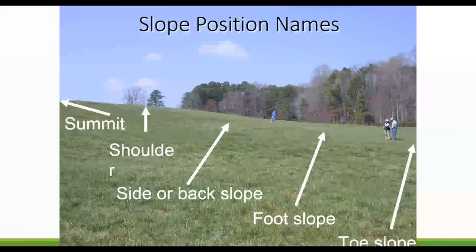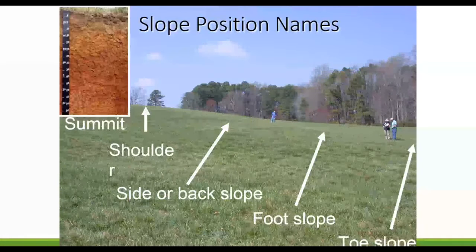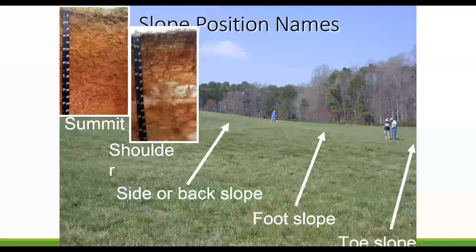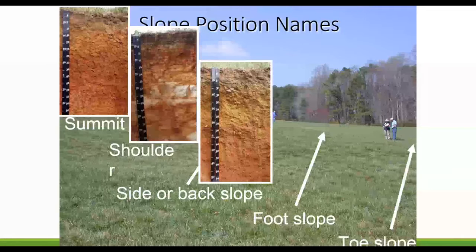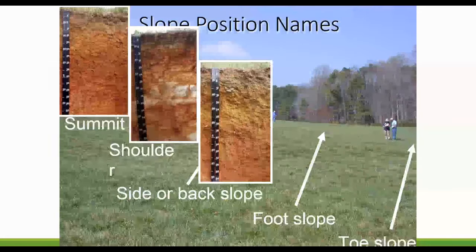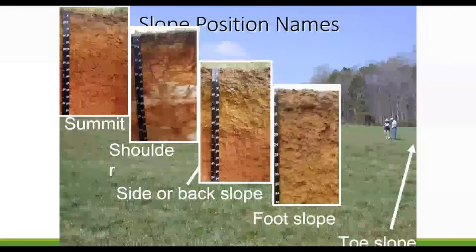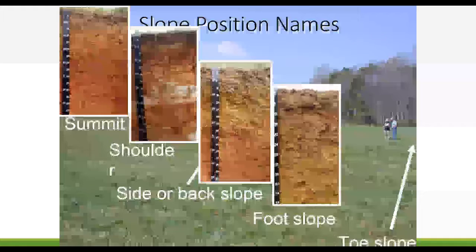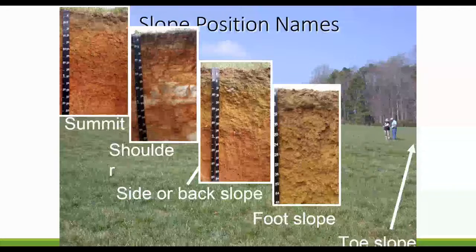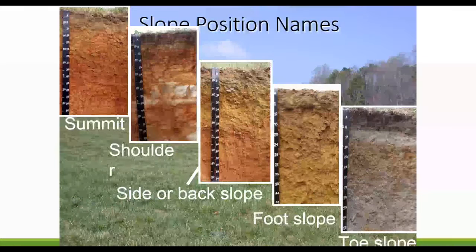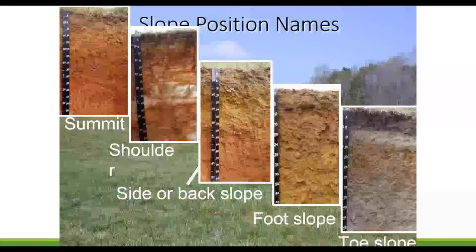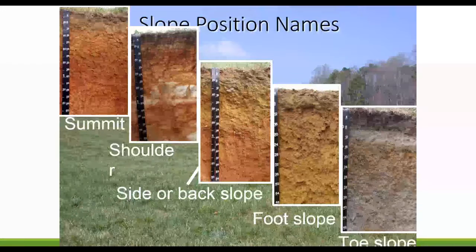So if you look at it in a landscape at the summit, we have a fairly deep soil, well-developed. Shoulder, because there may have been some erosion, the soil's a little thinner. On the back slope, more water moves through it, so we start to see some evidence of leaching and movement of material. Foot slope, things start to get a little bit yellower. You're moving from reds to yellows, and then when you get down to the toe slope, you see this gray color occurring because this is a wetter soil, so there's more water down at the toe slope. It's a less well-drained or a wetter profile.